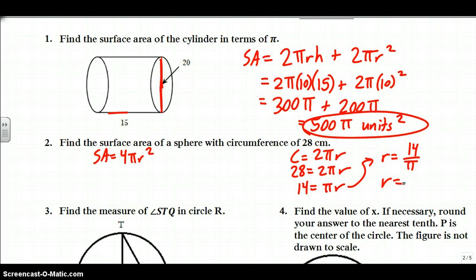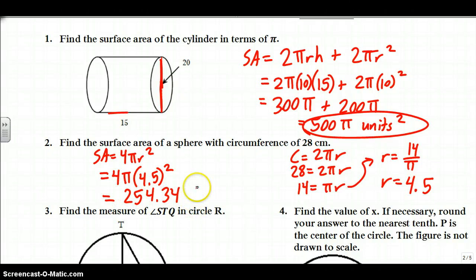I'm going to use 3.14 instead of the button. You should get roughly, well, we'll go with 4.5. Then I'll plug it in here: 4 pi times 4.5 squared. And then I just multiply it out. It doesn't say leave it in terms of pi, so let's just go ahead and multiply 4 times 3.14 times 4.5 times 4.5, and I get 254.34. This will be square centimeters for my surface area.